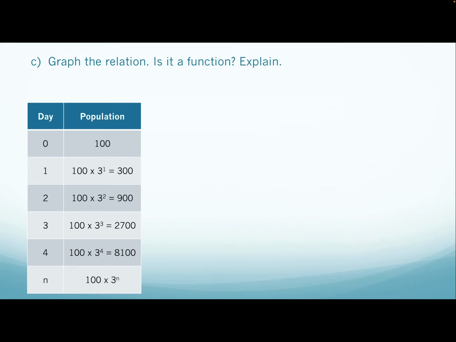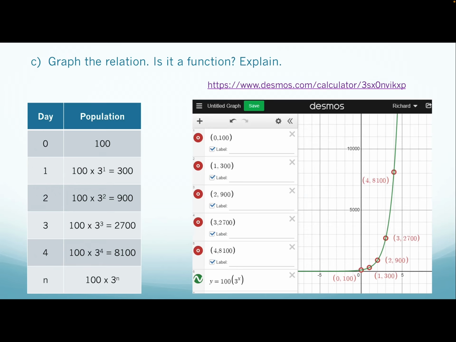Okay, next we're asked to graph the relation. Is it a function? Explain. So if we plot those values, we would get something that looks like this. I sent a link for Desmos for this as well if you want to bring it up. So plotting the points individually and then testing our equation, y equals 300 times 3 to the x. We notice that that curve passes nicely through all those ordered pairs.